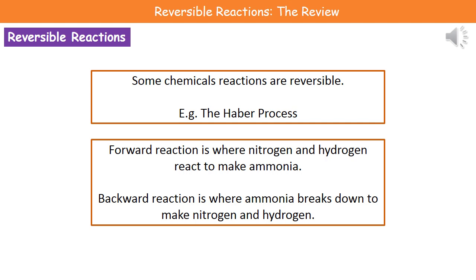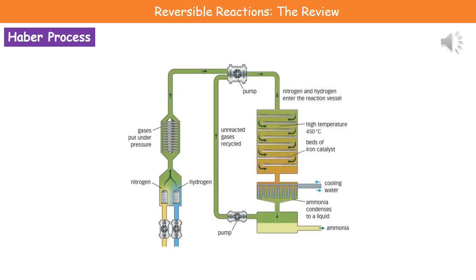So if we consider the Haber process, then the forward reaction is where nitrogen and hydrogen react to make ammonia, and the backward reaction is where ammonia is broken down to make nitrogen and hydrogen. This diagram then shows us what happens in the Haber process.